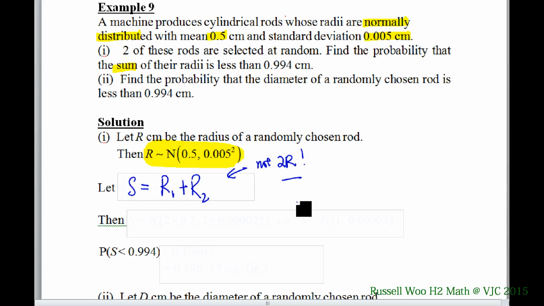Then, do we make use of central limit theorem here? Talk to your friend. Do we make use of central limit theorem here?